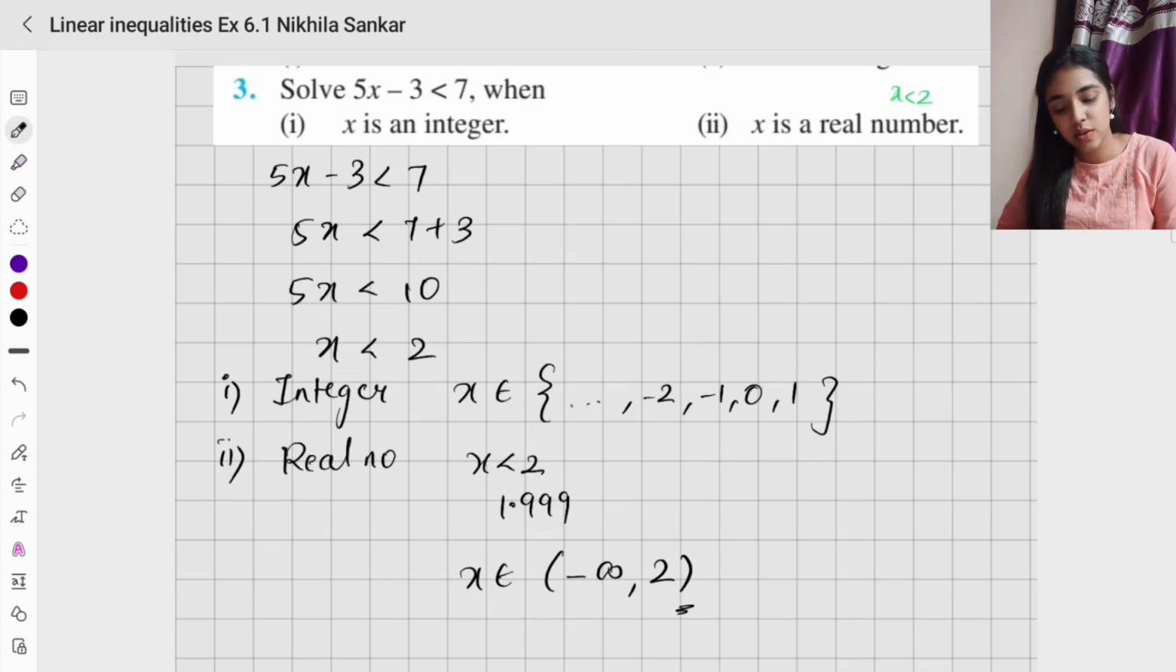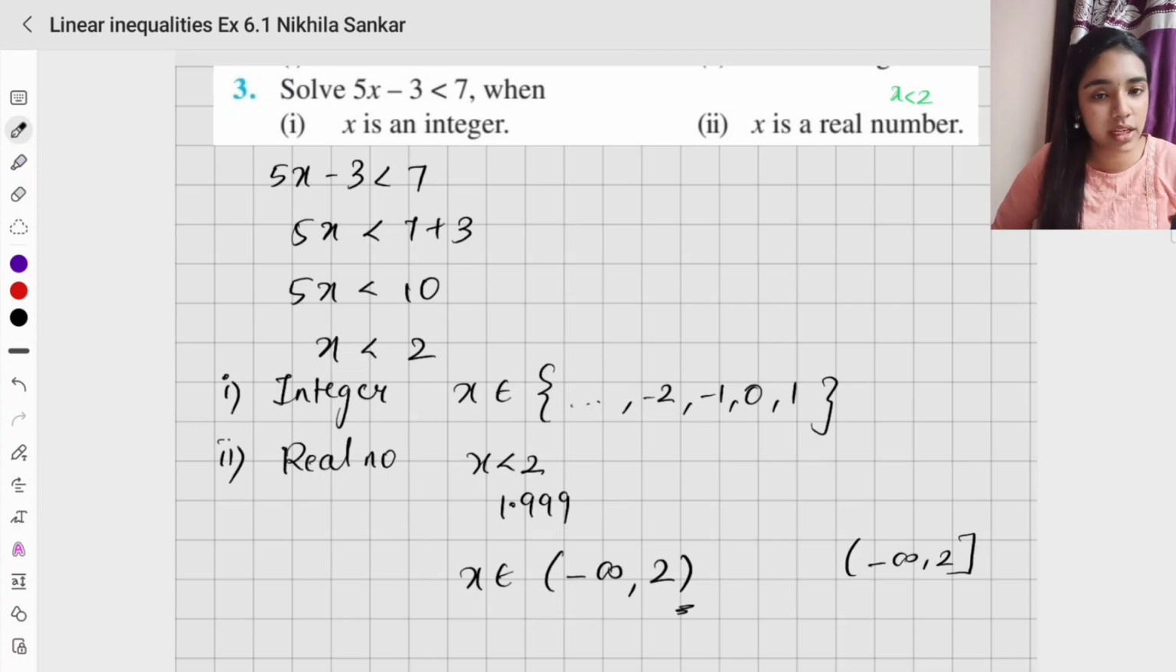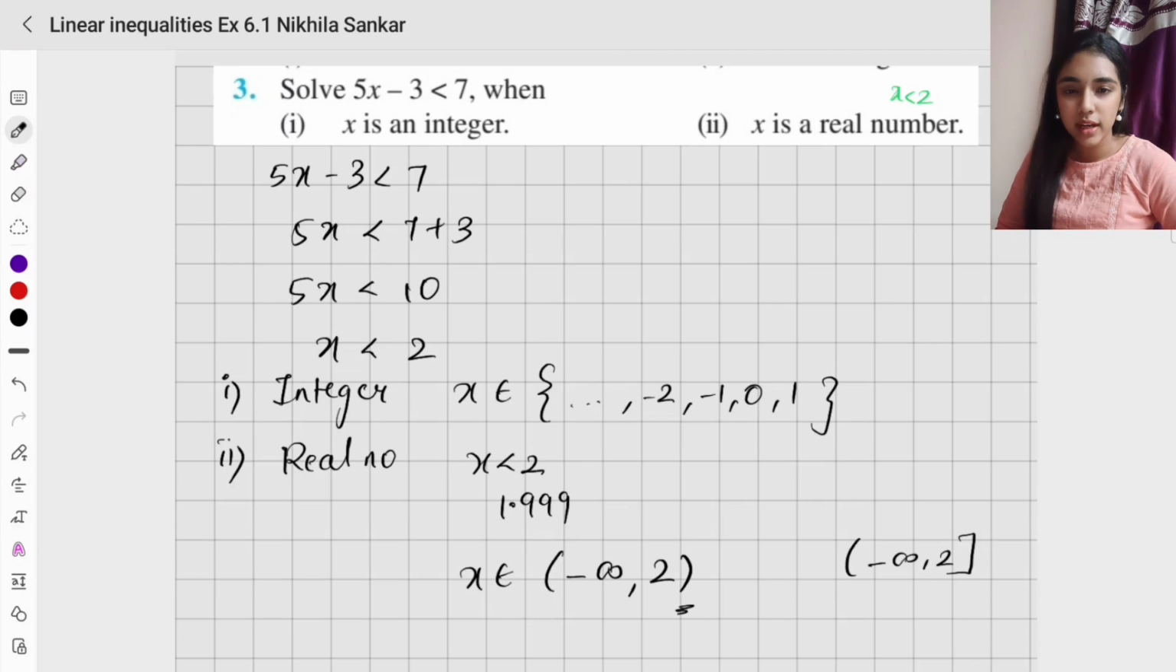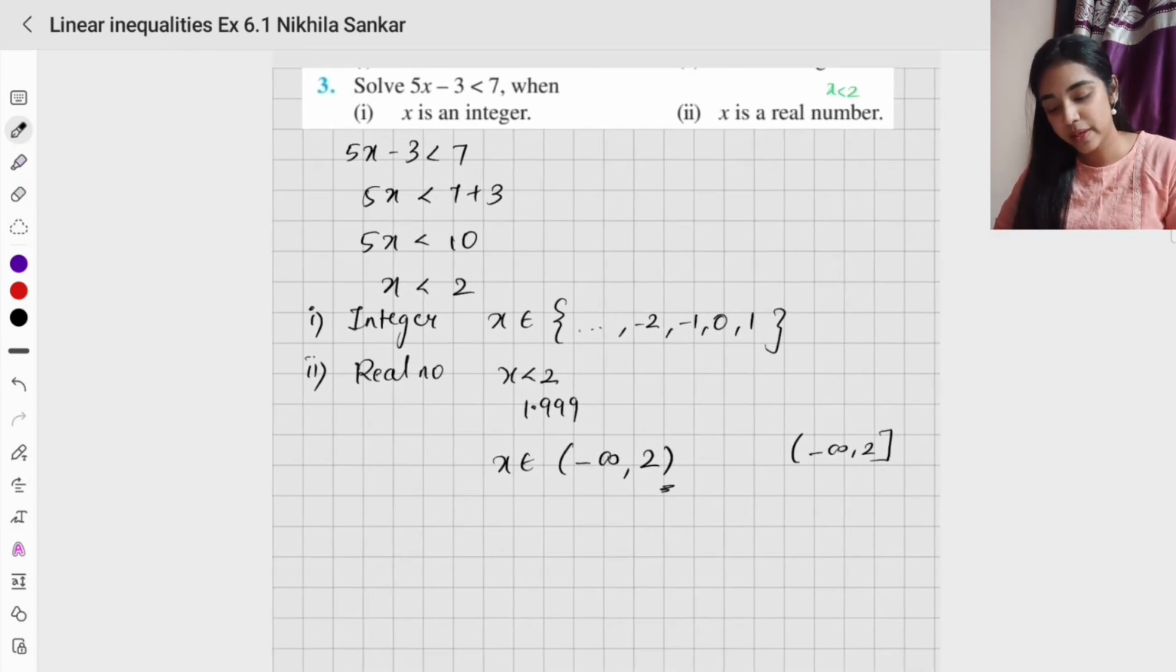That's why I am putting a circular bracket. If 2 was included, I'll put minus infinity to 2 with a closed bracket. Okay, for minus infinity and plus infinity, always a circular bracket. Only for numbers, whenever the number is included, you're going to put a square bracket, and when the number is not included, you're going to put a circular bracket. Okay, so this is my range of values. Please copy.